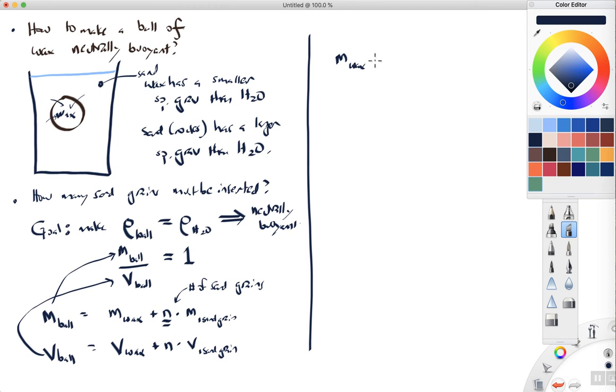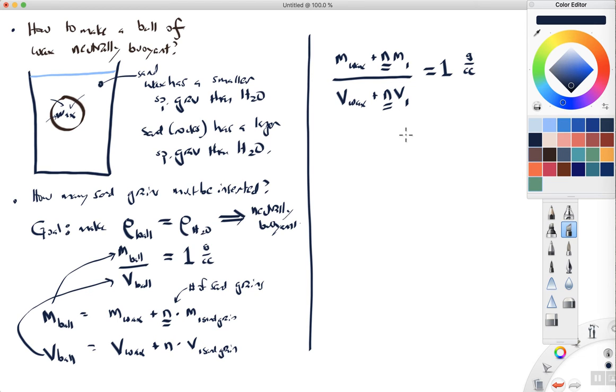The mass of the wax plus n times the mass of, I'll just write 1 sand grain, divided by, here's the volume of the ball, the volume of the wax plus n times the volume of 1 sand grain, and we want that to be equal to 1 gram per cubic centimeter, gram per cc. So I guess I should put that over here too, 1 gram per cc. And again, what we're trying to solve for is this value n.